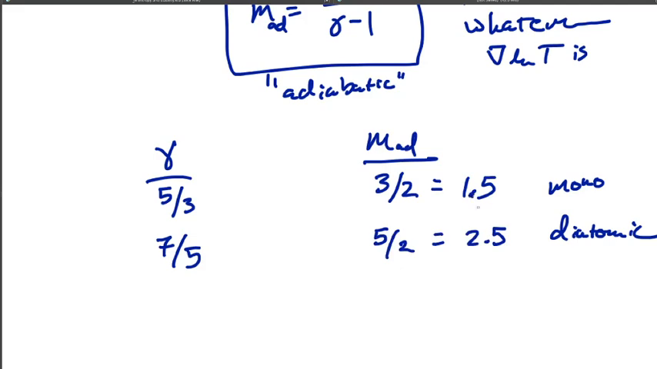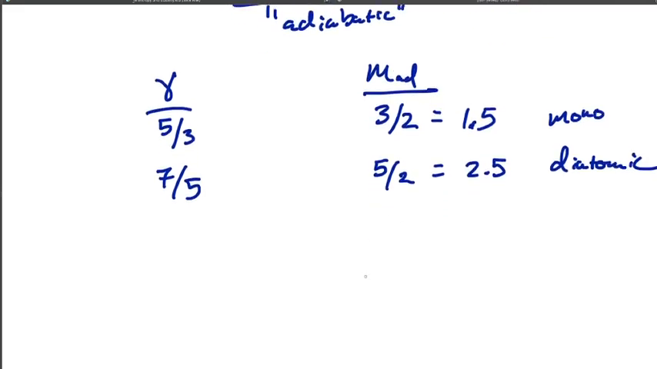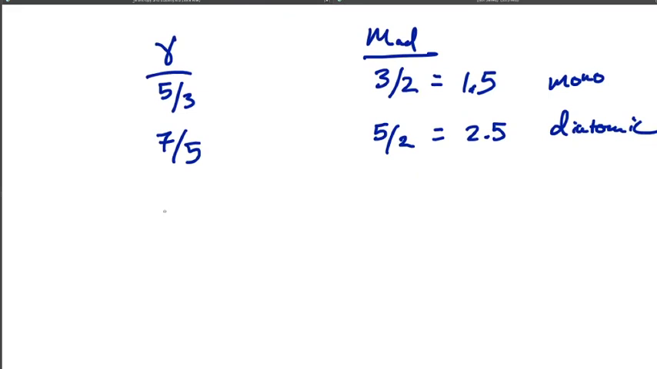And then we have a radiation dominated gas. We know that gamma is 4/3 for radiation, and 4/3 minus 1, well, that's 1/3, so m adiabatic is 3. So here are a few different polytropic indices for adiabatically stratified systems.